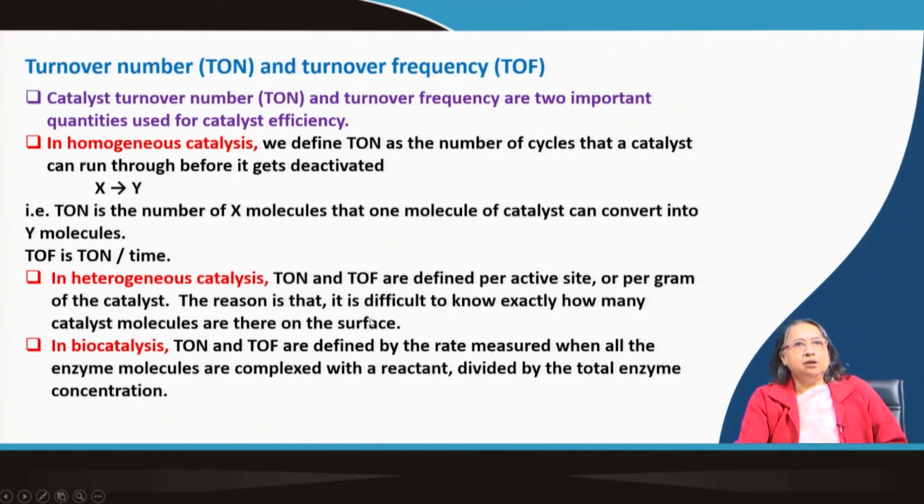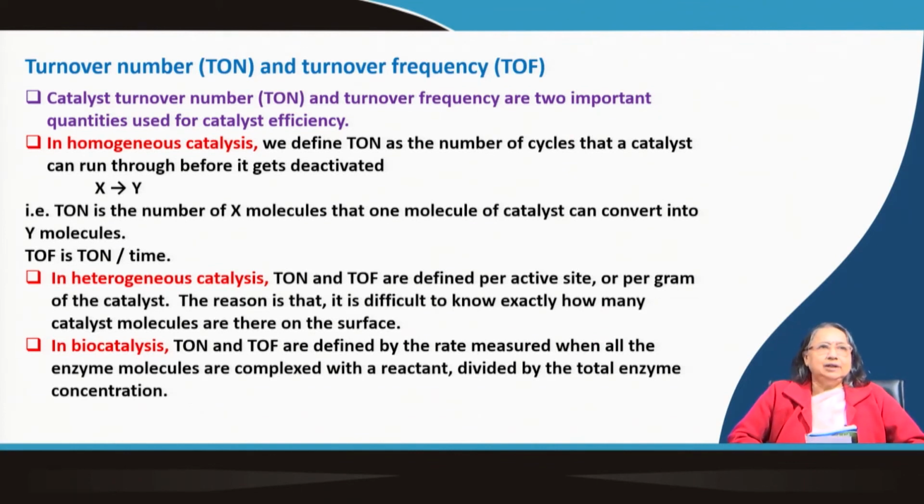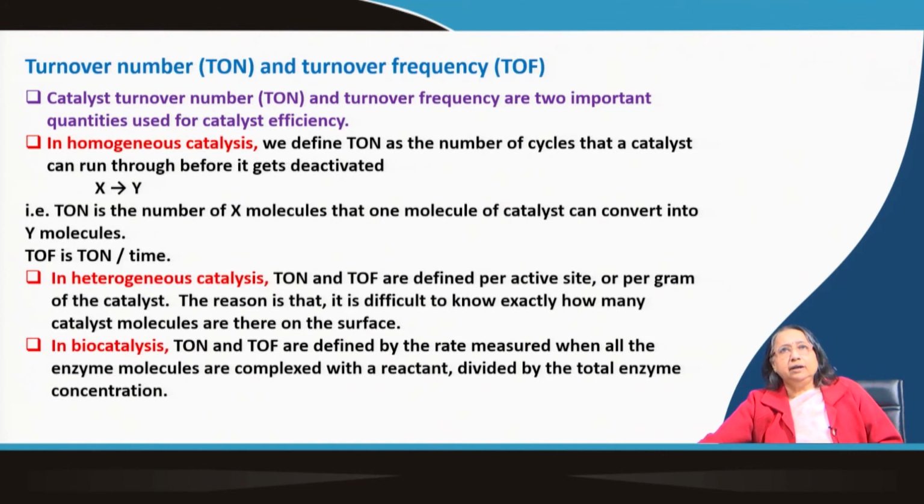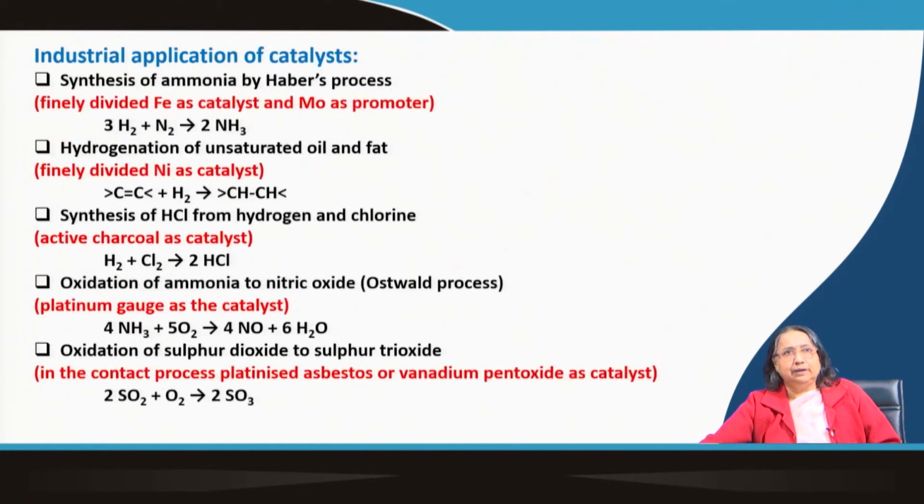Okay. Now, for biocatalyst, again the definition is different. TON and TOF are defined by the rate measured when all the enzyme molecules are complexed with a reactant, divided by the total enzyme concentration. So, this is also different. There are different ways to define TOF and TON, but the relation is that TON by time is TOF. Okay. Very important. In any good papers you will see that they have calculated these two values.